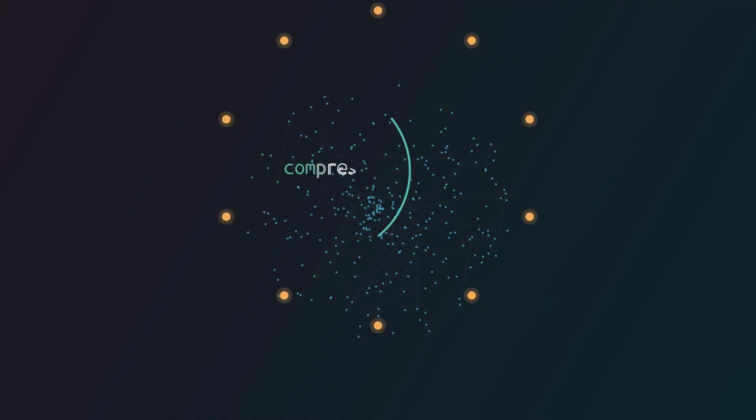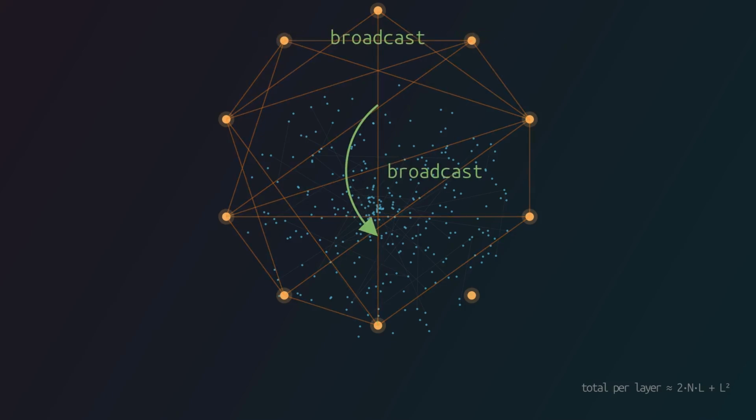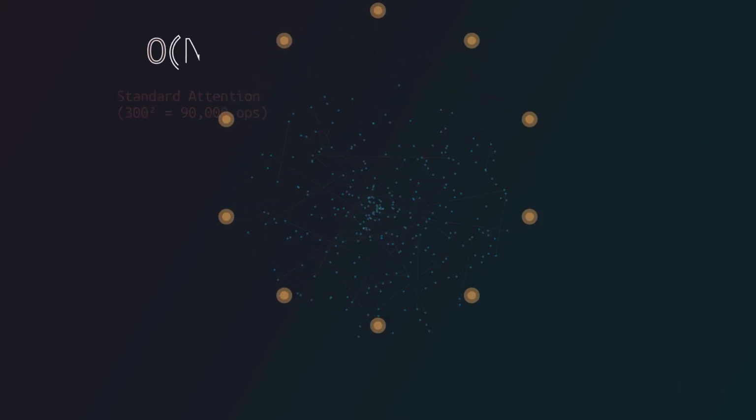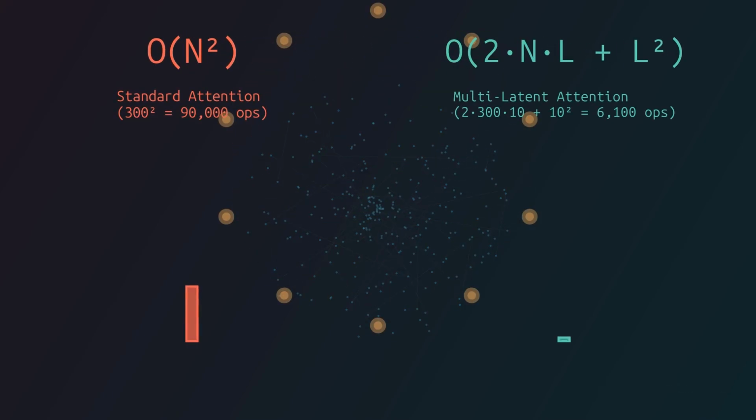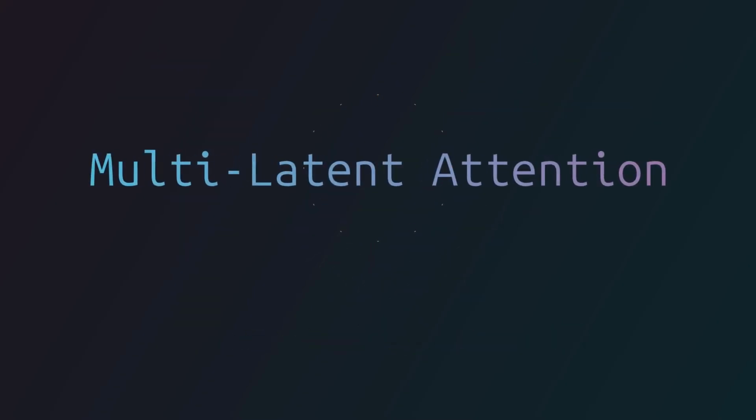Now imagine we replace that mess with a small ring of latent nodes. Tokens only talk to these latents. The latents talk to each other, and then we broadcast the result back. You still keep global context, but the number of attention operations collapses by an order of magnitude, which is the core idea behind multi-latent attention.